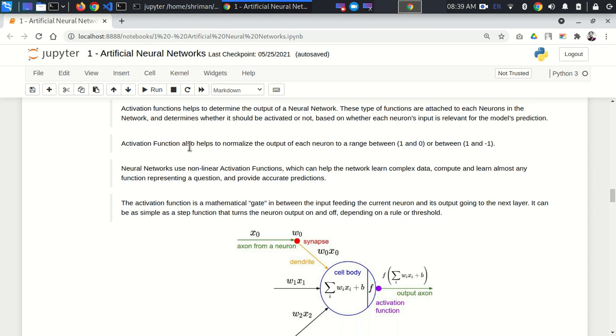Now, the activation function also helps to normalize the output of each neuron to a range between 1 and 0, or between 1 and this one. So again, whenever we apply an activation function over the data, it always normalizes the output, or the data, whatever data we pass through the neuron. So these functions are going to normalize them.